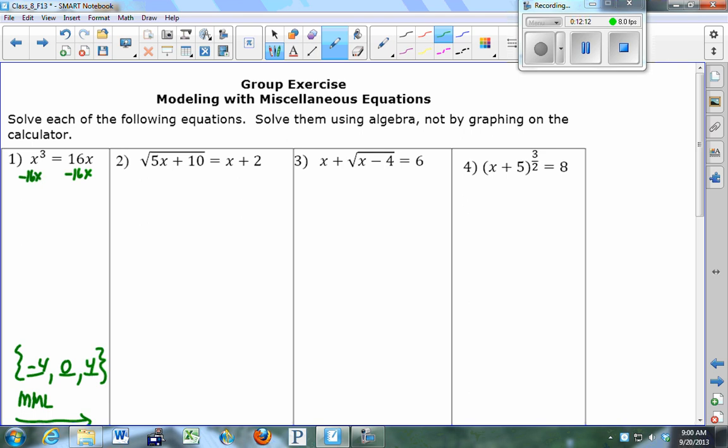Okay, someone else. Just go ahead. I'm not going to call on anybody. I'm not talking to anyone. X inside the parentheses, x squared minus 16. Close parentheses.